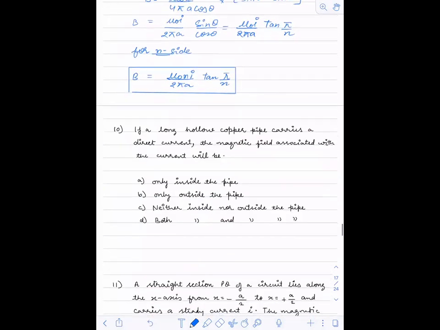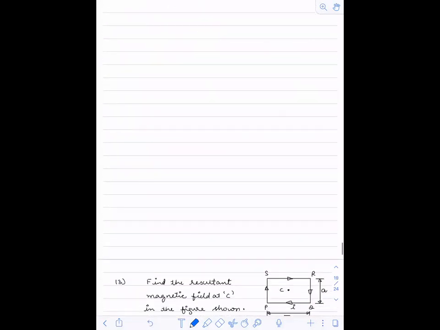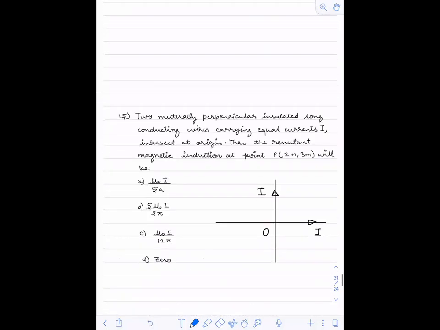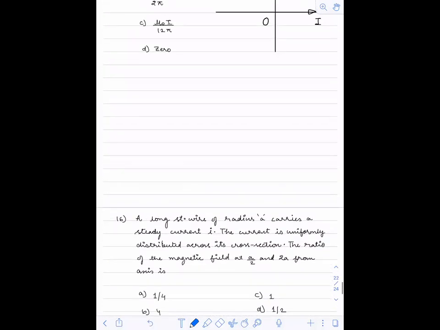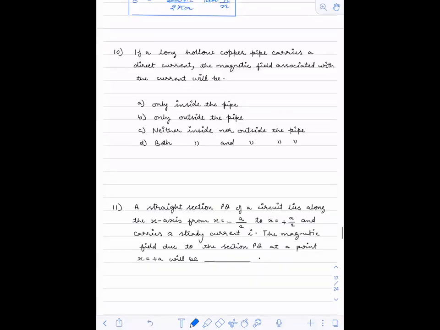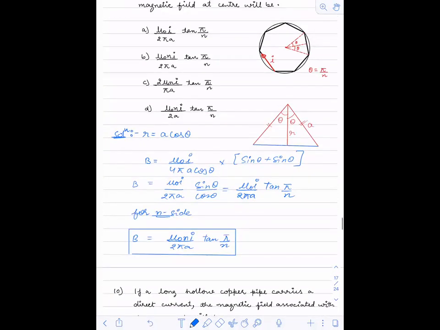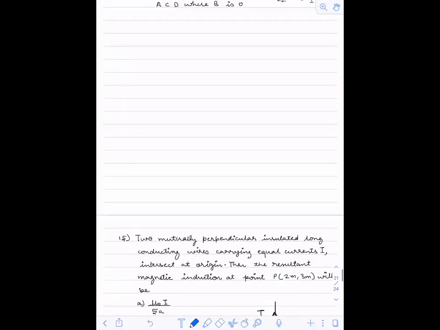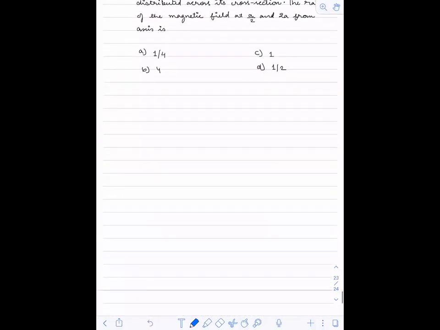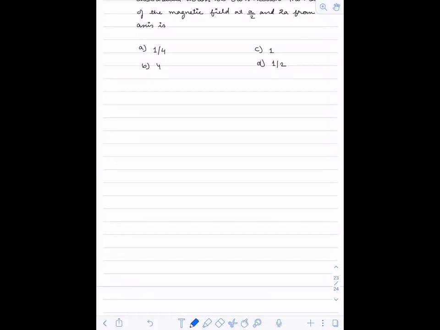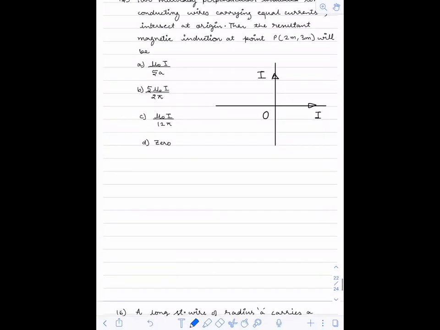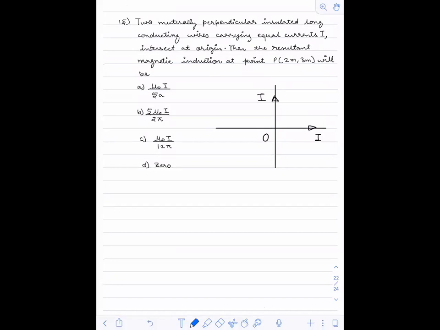So for the remaining questions, from 10 to 16, today I will write the solution and give it. Don't worry. Whatever homework I have given you till yesterday, I have given you the solution. Now today's questions on Ampere's circuital law, and these solutions will go on the Learnity.